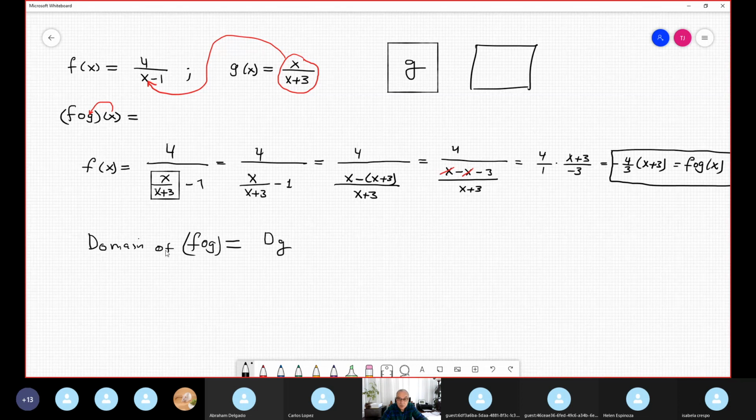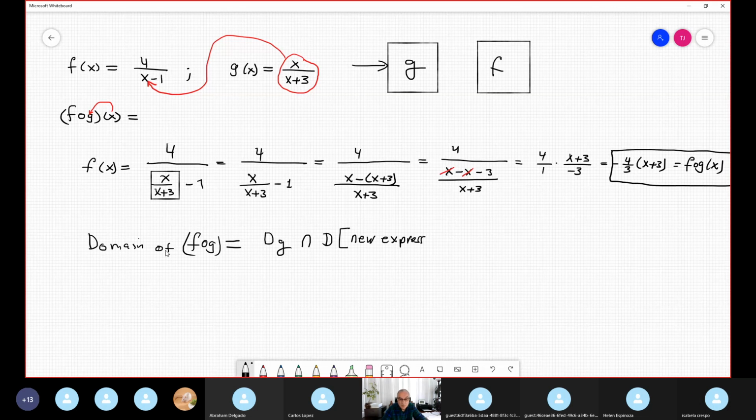So if the number that you want to plug in here doesn't belong to the domain of g, it is undefined. So the domain of g is fundamental. It's the most important thing. Intersection, domain of new expression. Similar to division, no? But in this case, new expression. Who is new expression? New expression is this, the expression that you find when you condense this and this together into only one.